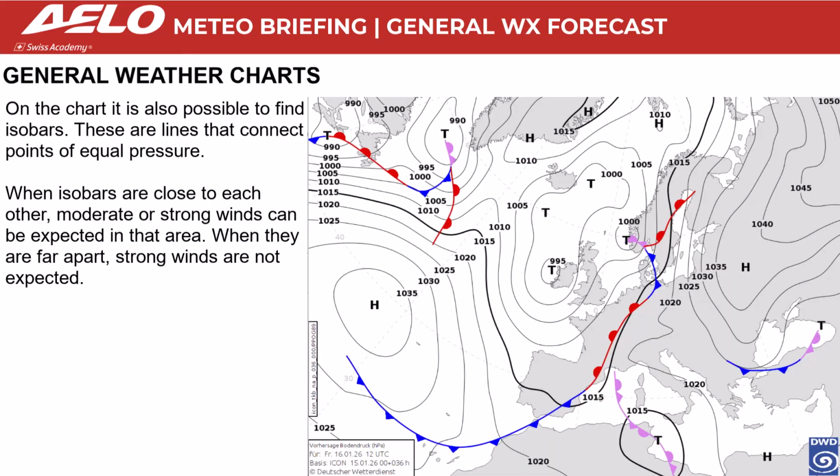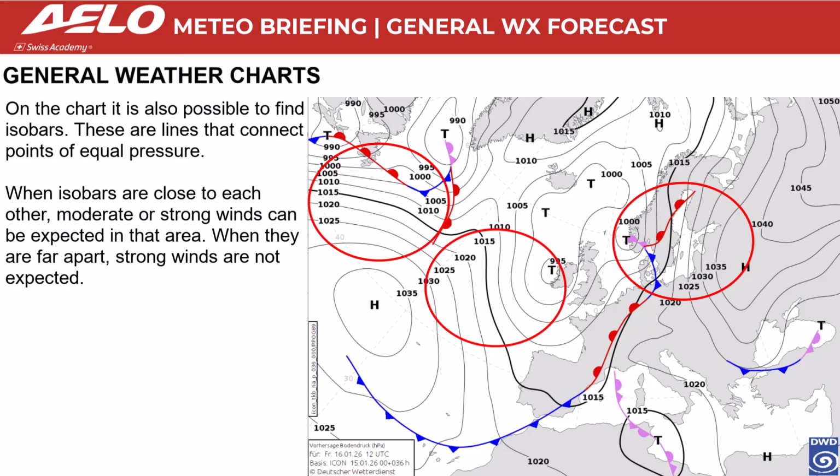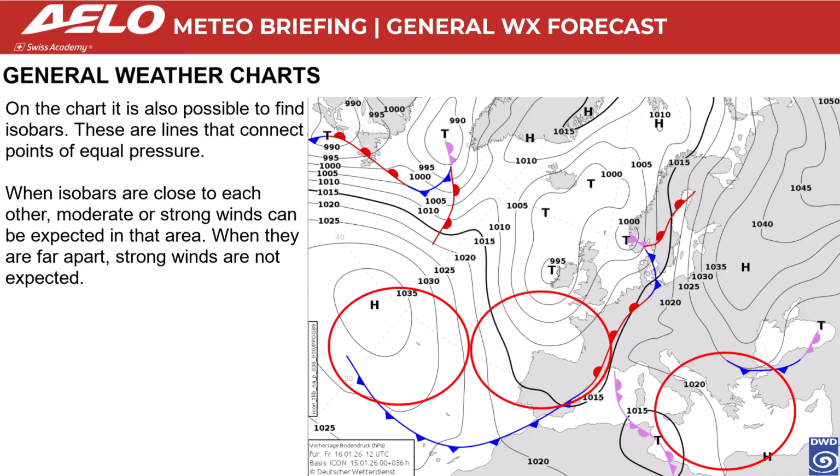On the chart, it is also possible to find isobars. These are lines that connect points of equal pressure. When isobars are close to each other, moderate or strong winds can be expected in that area. When they are far apart, strong winds are not expected.